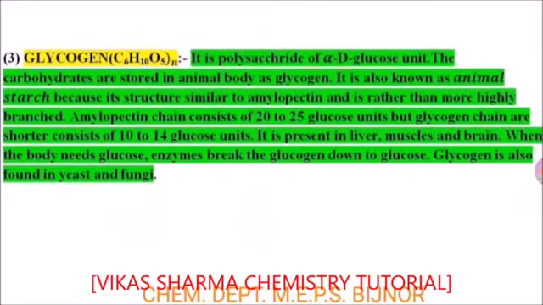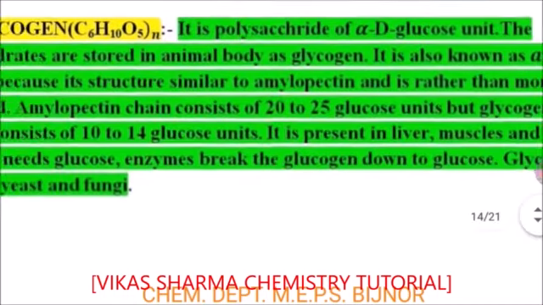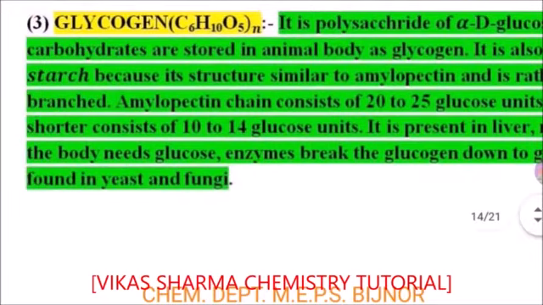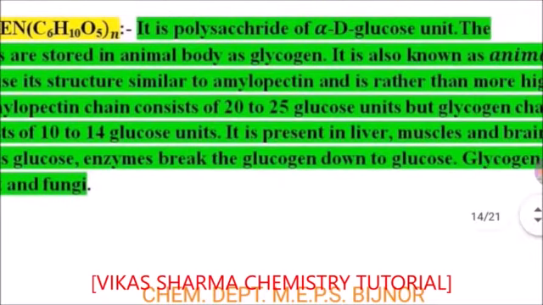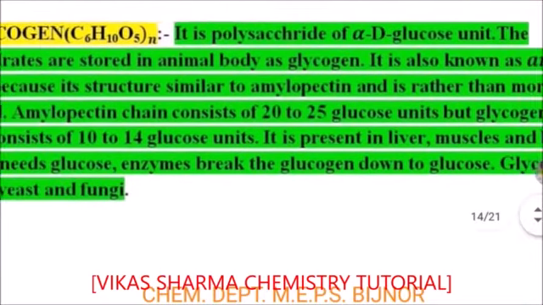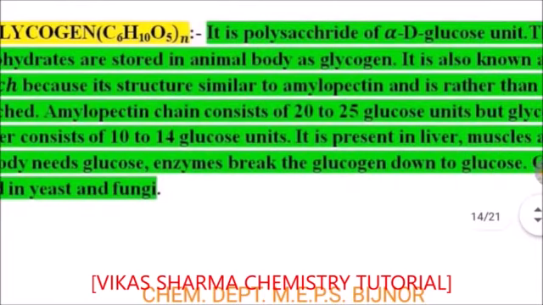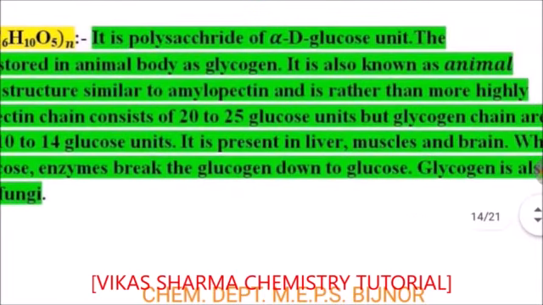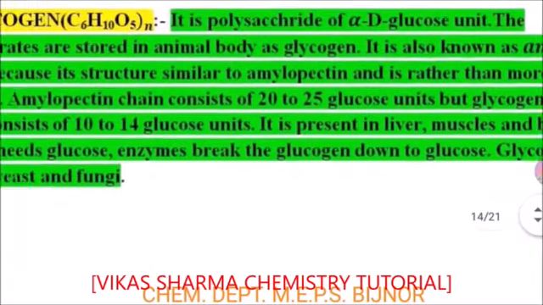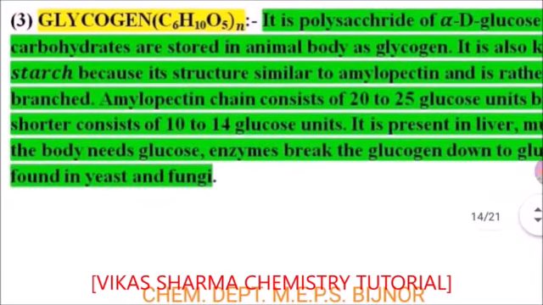Next we start the third polysaccharide, glycogen. It is a polysaccharide of alpha D glucose units. The carbohydrates are stored in the animal body as glycogen. It is also known as animal starch because its structure is similar to amylopectin, but it is more highly branched.